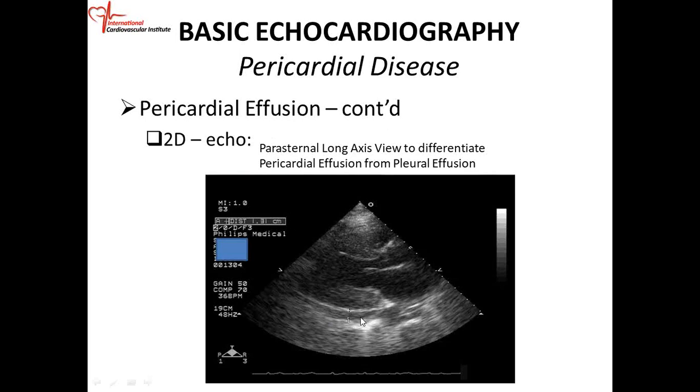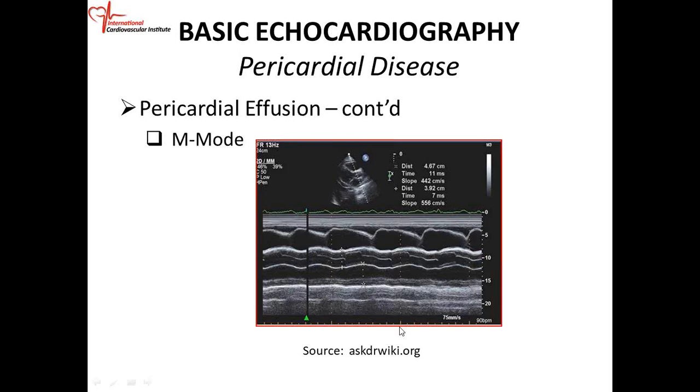Again, if the fluid that you're seeing tracks anterior to the descending aorta, then it's pericardial. If the fluid tracks posterior to the descending aorta, then it's pleural, and it's important. So again, this is your M-mode echo. You have your two-dimensional echo on top, your M-mode echo on the bottom.